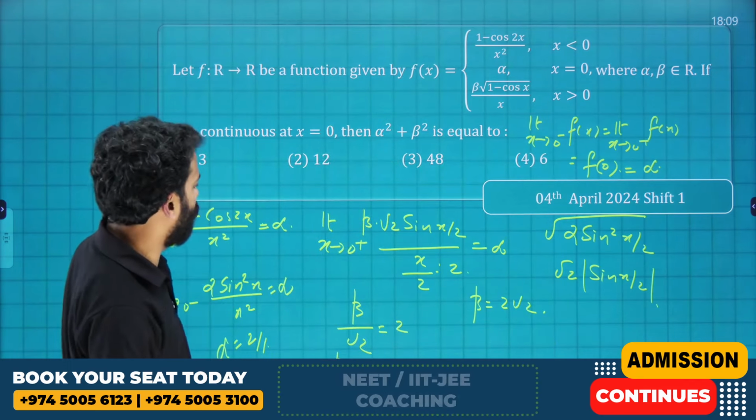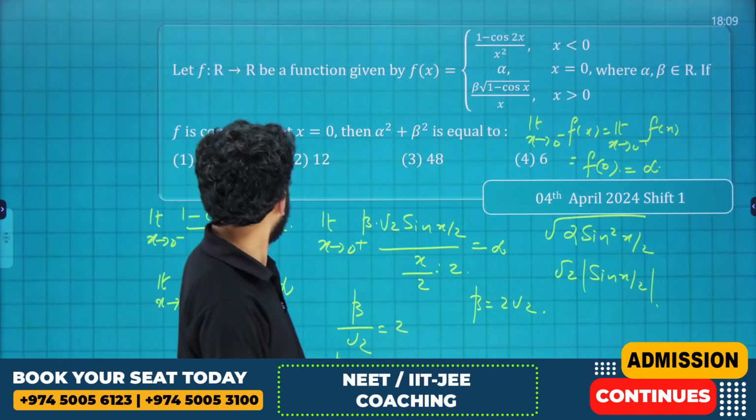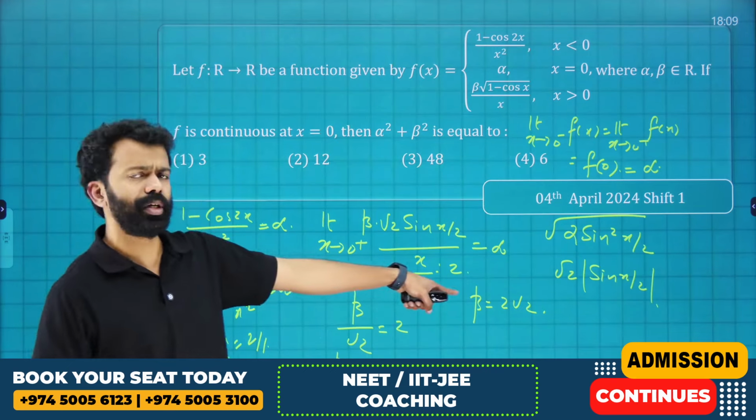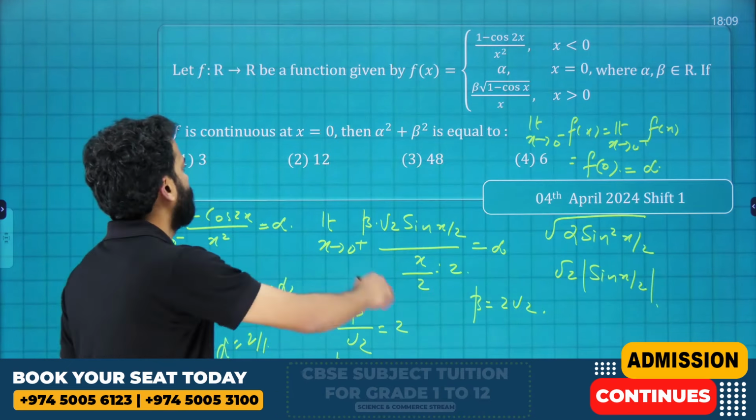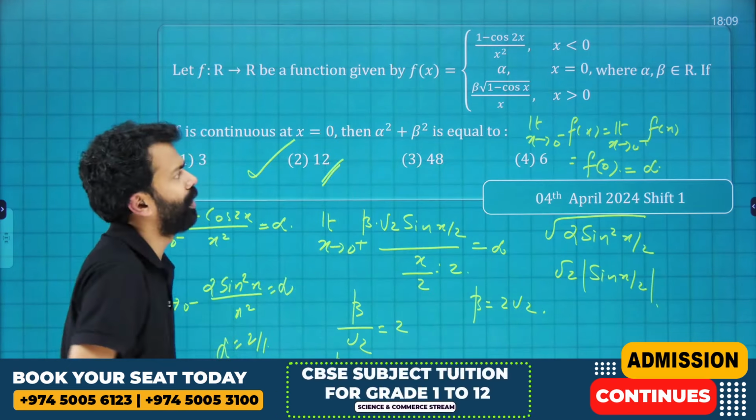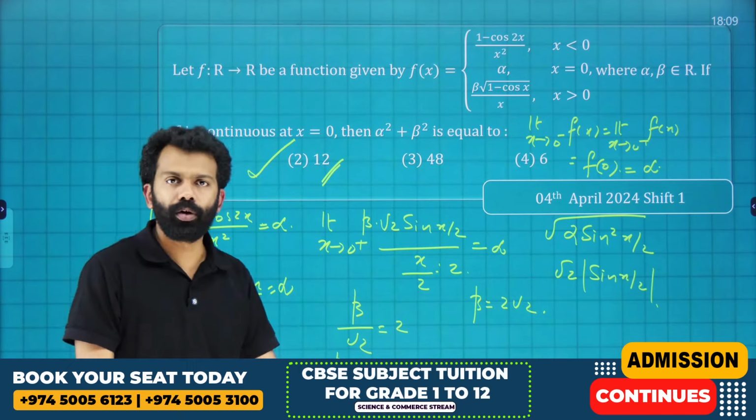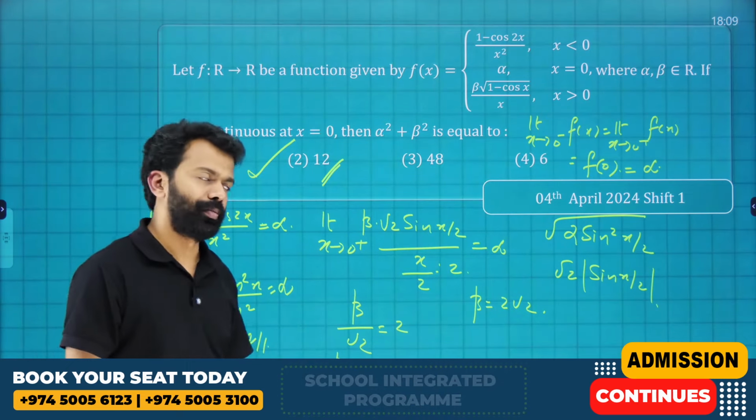Then you need to find the value of alpha square plus beta square, right? What is alpha square? 4, and what is beta square? 8, and what is alpha square plus beta square? 12. So 12 is the final answer for this one. Okay, hope you got the idea here. Let's move to the next one.